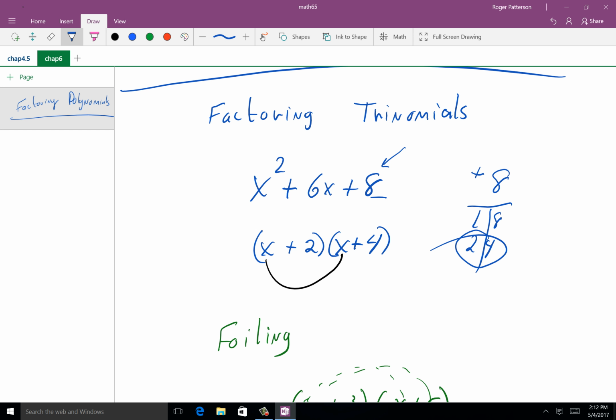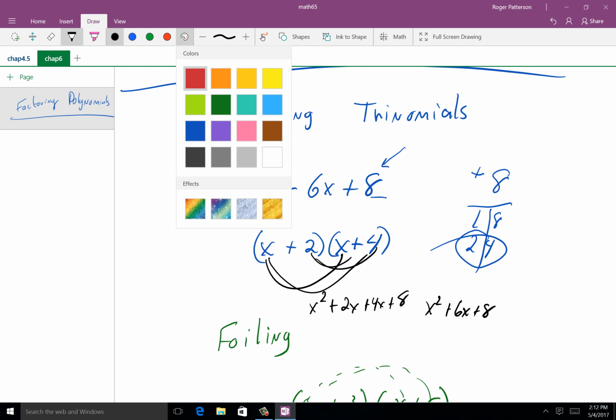Just to show you, here we go. FOIL: x squared plus 2x plus 4x plus 8. X squared plus 6x plus 8. Exactly what I ended up with. So you see, factoring trinomials like this is really unfoiling. So let's try some more.